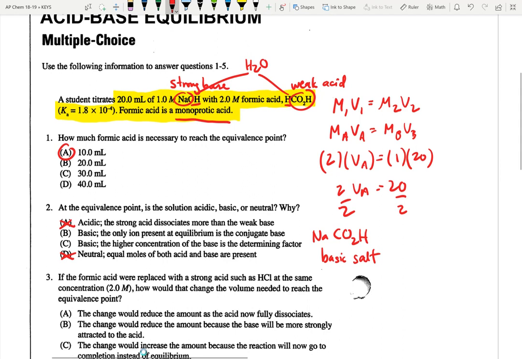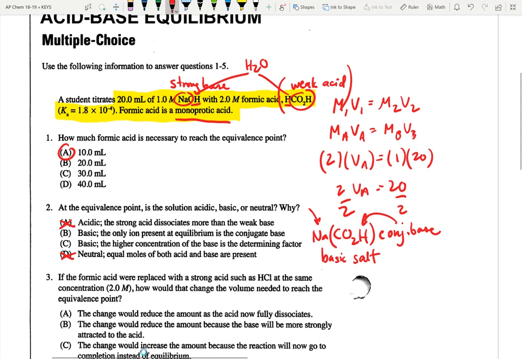Basic, it says the only ion present at equilibrium is the conjugate base, and that in fact is the case. Look, our weak acid was the formic acid. The conjugate base out of there is the part that I've circled, CO2H. This is the conjugate base of our original acid. This guy right here, right? This sodium is essentially the conjugate acid of a strong base, and it doesn't have any ability to act as an acid at all because it comes from a strong base.